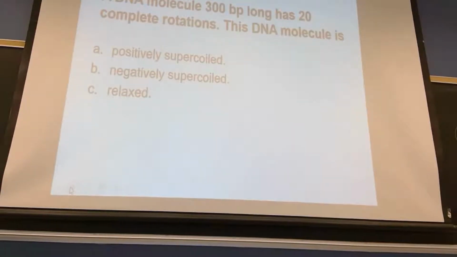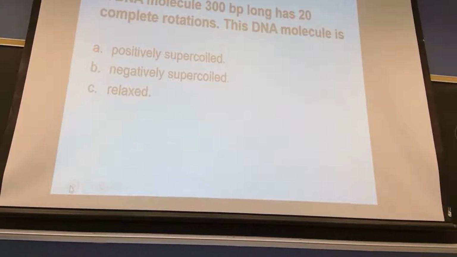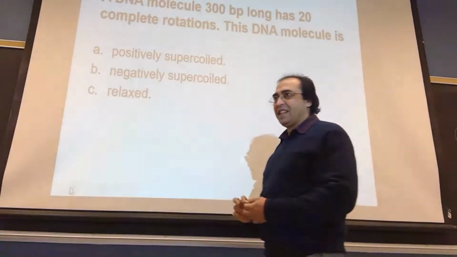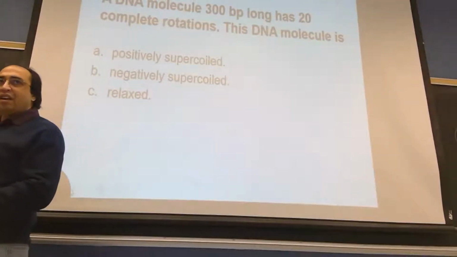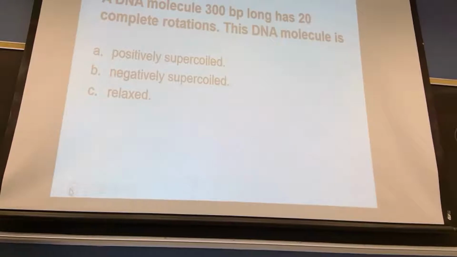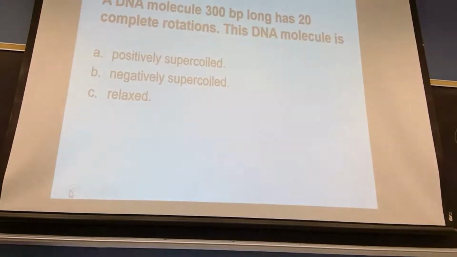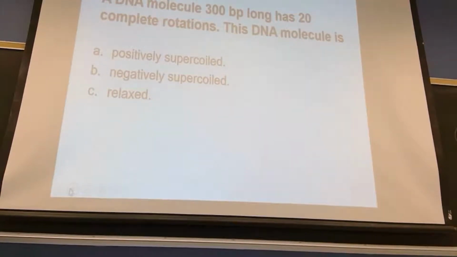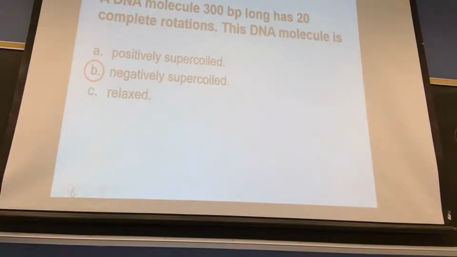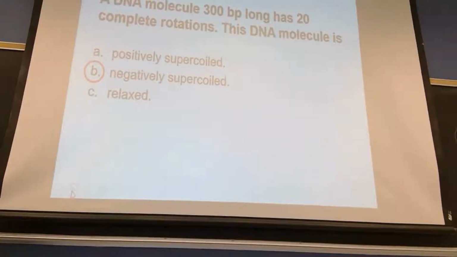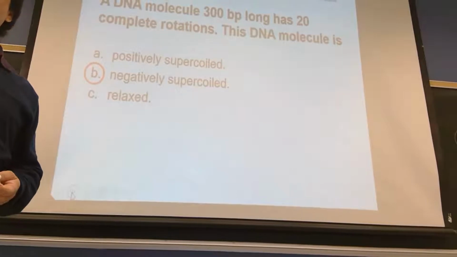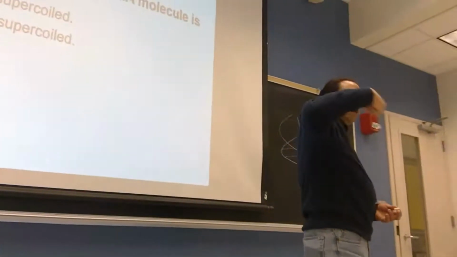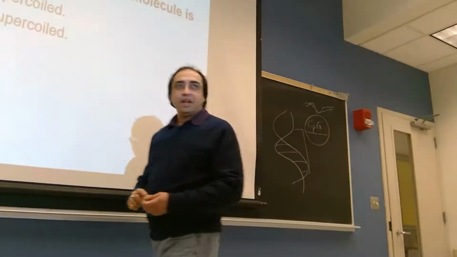Because if it was relaxed, it would have 200 base pairs. 20 complete rotations means 10 base pairs per rotation, so it would be 200 base pairs. Okay, so it is not relaxed. 300 base pairs in 20 rotations means a lot of base pairs in one rotation, that means negatively supercoiled. If it would be 100 base pairs in 20 rotations, that means it is positively supercoiled. Tightly packed.